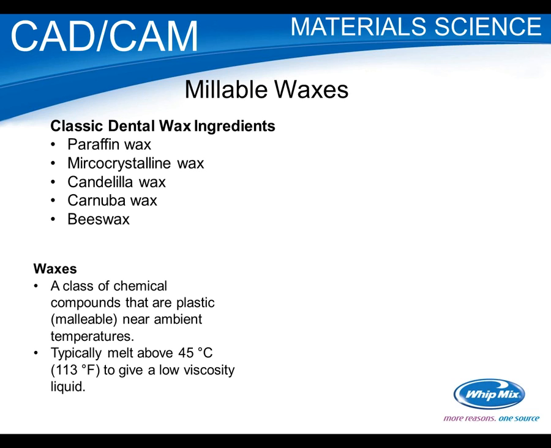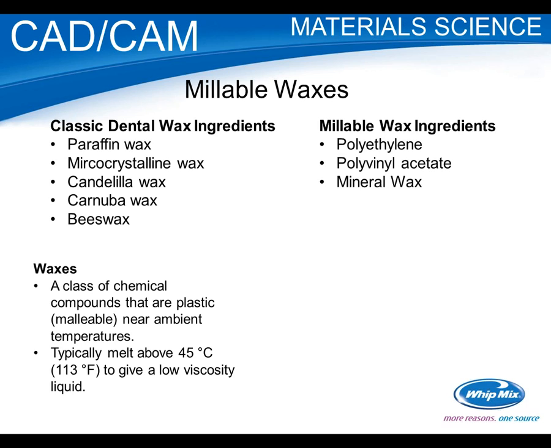And so, again, chemically, since this is material science, these waxes are classic chemical compounds that are plastic, which means malleable, near ambient temperatures. They typically melt above 45 C or 113 F to give a low viscosity liquid. So you can pop these into your wax pot. You really don't have to dial it up that high to make them work. They're easy to work with. Again, soft. They trim very well. They're really nice.